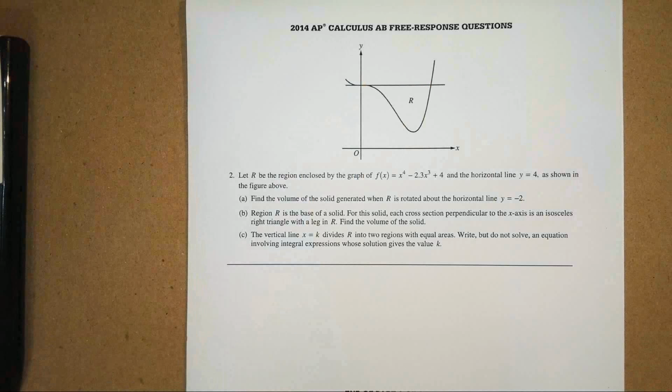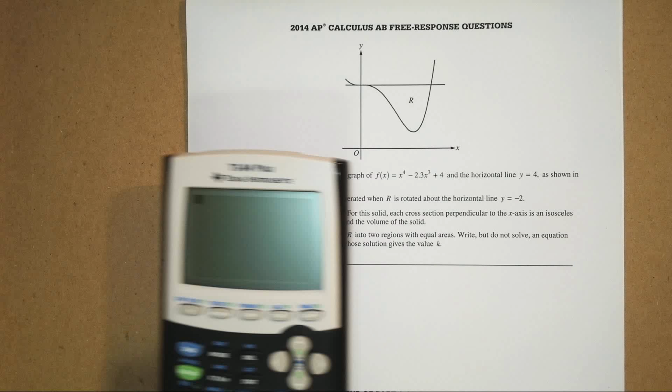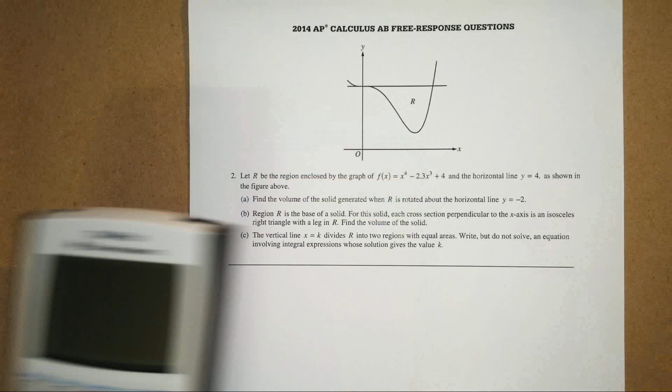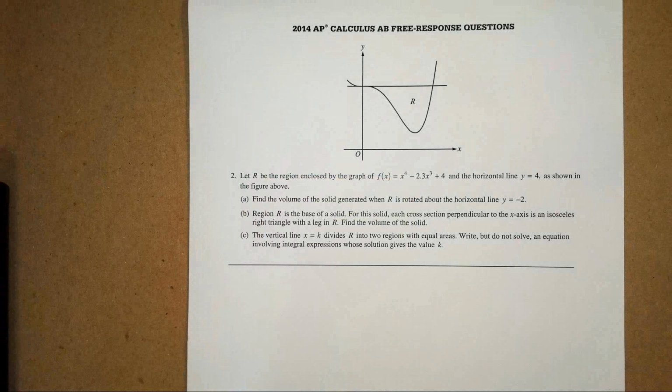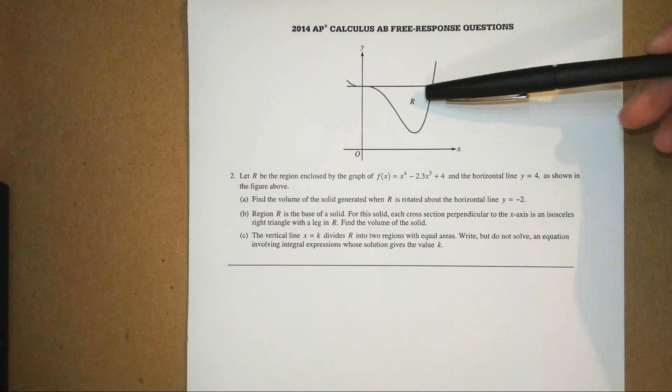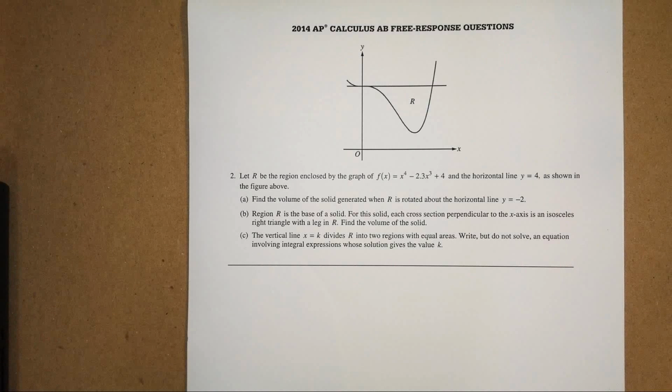Hi everyone. In this question we're going to be working on the 2014 AP Calculus free response question number 2. We're going to be using our graphing calculator, so if you happen to have it, take it out. What you'll notice about this question is you see two functions on the graph and you see a capital R. Chances are they're going to be asking you to find the area and potentially the volume when you rotate around a certain axis or a certain number.